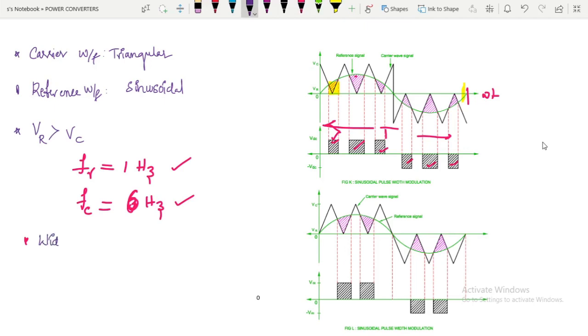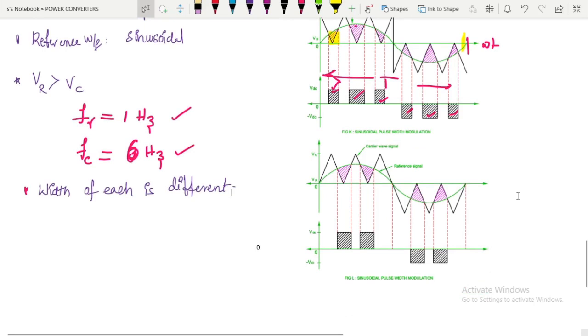Width of each pulse is different here. Okay, so this is sinusoidal pulse width modulation, and if we somehow try to find the average value of this output waveform, the pulses here, we are going to get a nearly sinusoidal waveform here, like this. Okay, I am going to show you that.